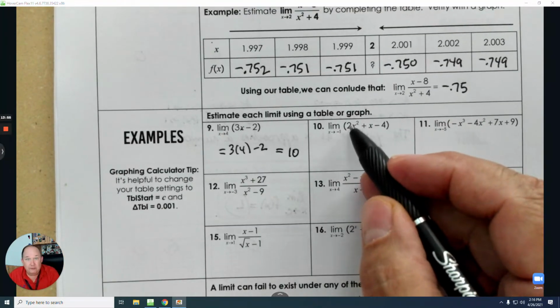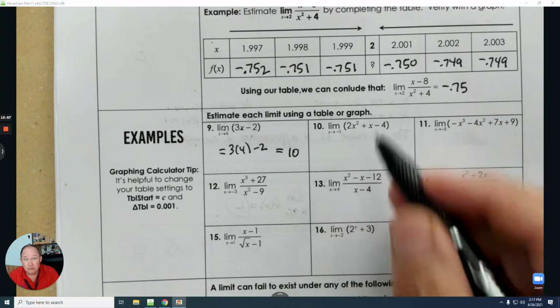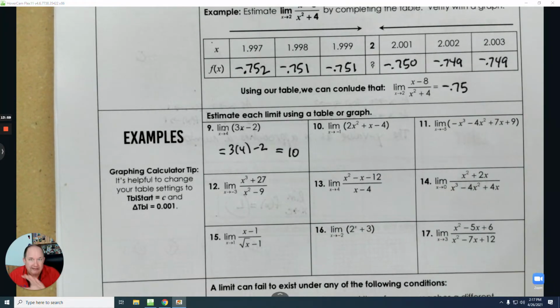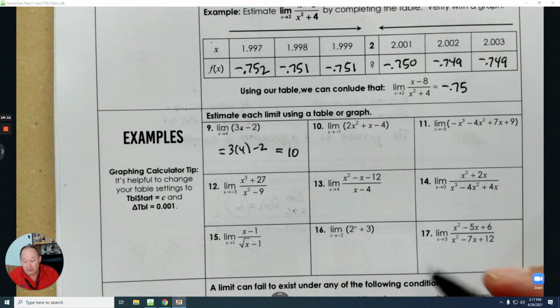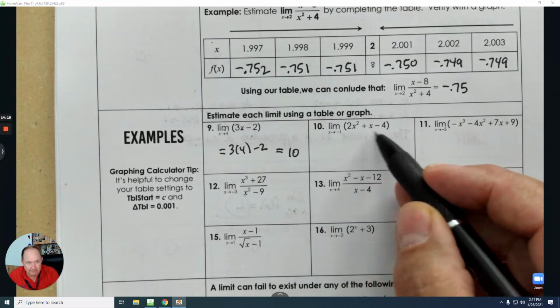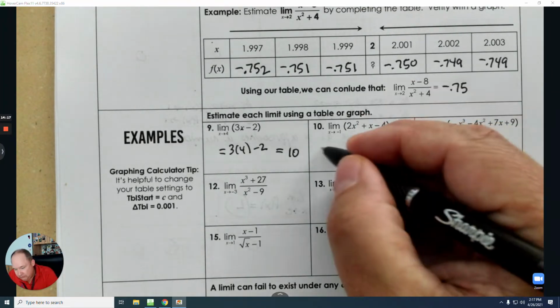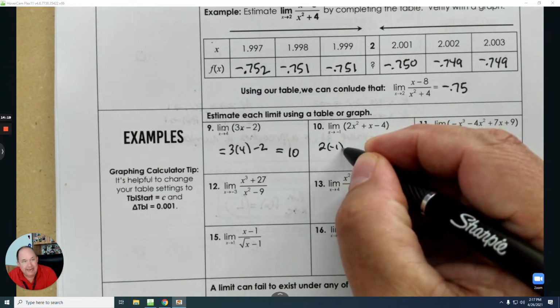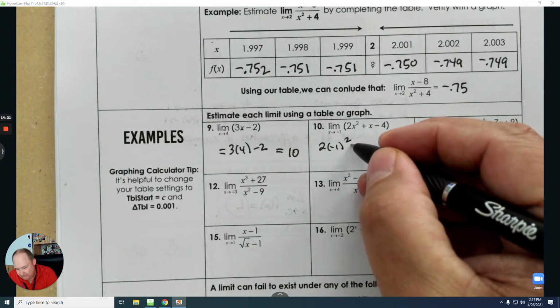Here, this is a parabola. There are no restrictions. How would I know if there's a restriction? If there's a fraction and some value made the denominator 0, there's a hole, something removable. With a square root, we have to be careful as well. For this situation, at -1, this is continuous everywhere, so I can just evaluate at -1 to get the answer.